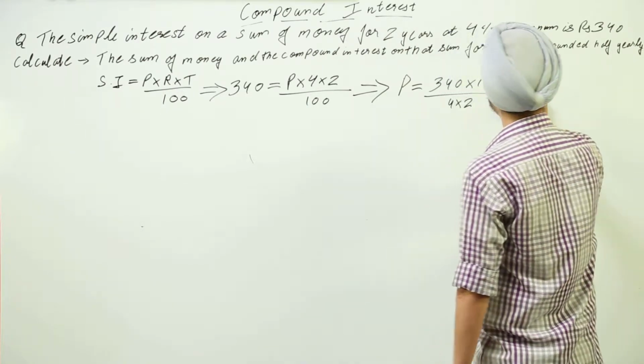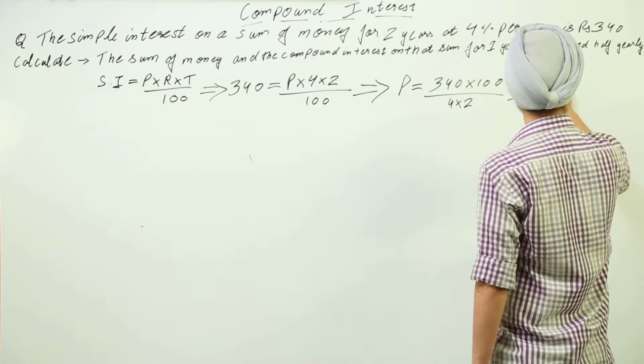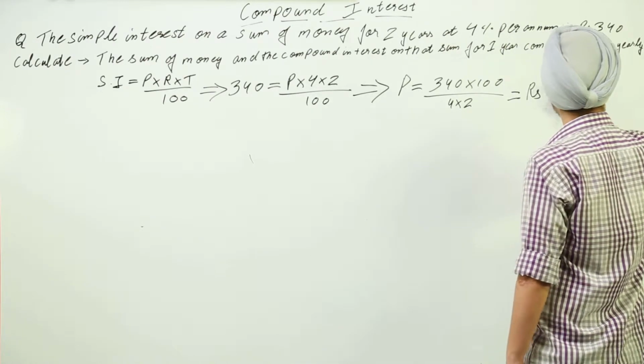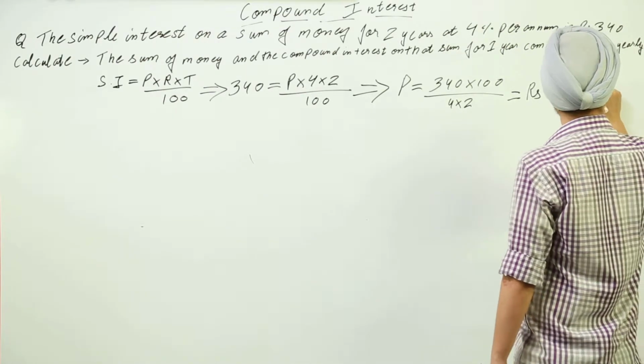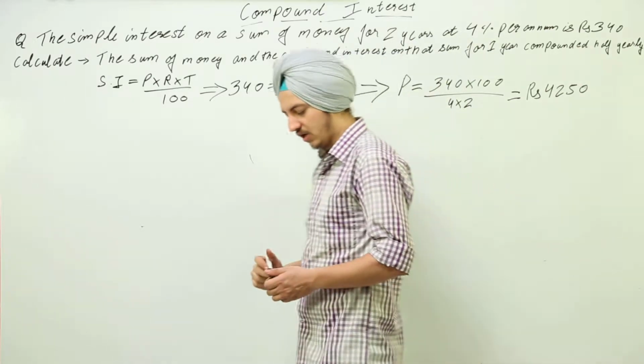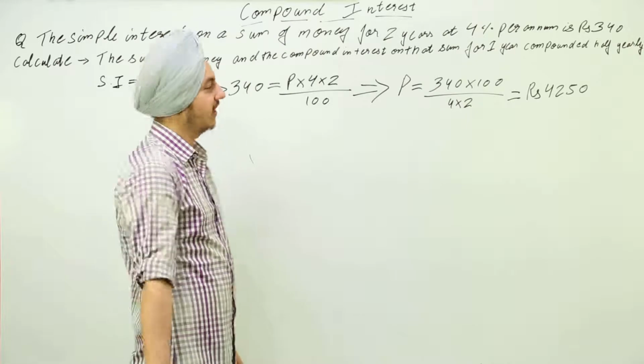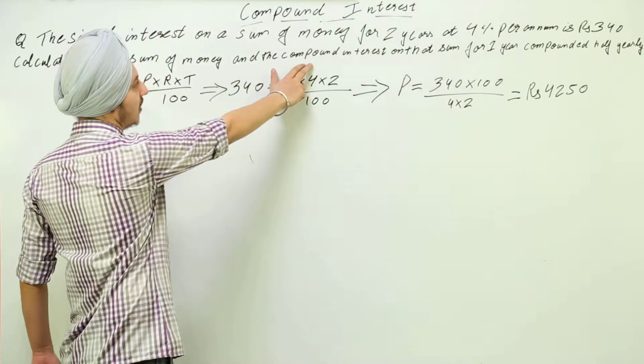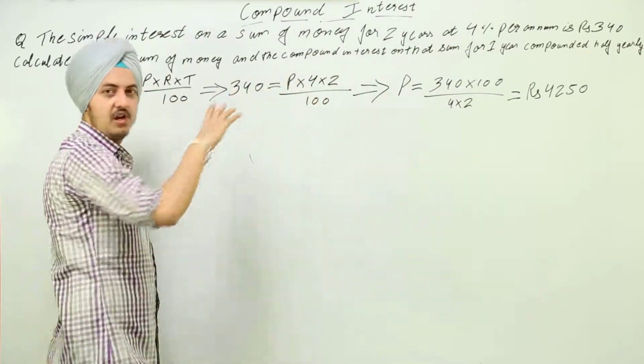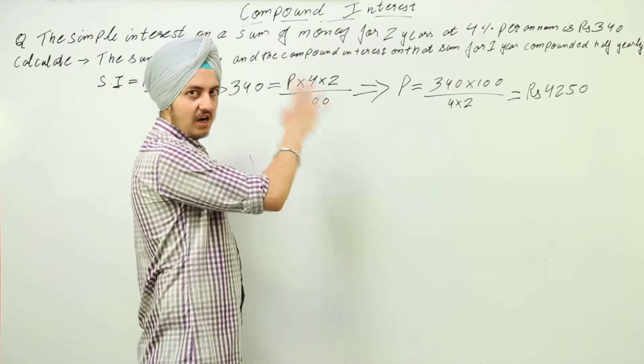Now the principal with this equation comes out to be equal to rupees 4250. So now this is the principal we have. Now we have to find out the interest, the compound interest on this principal for 1 year compounded half yearly.